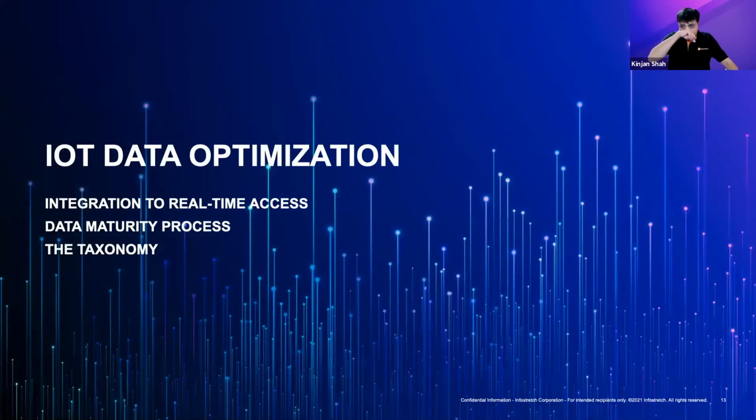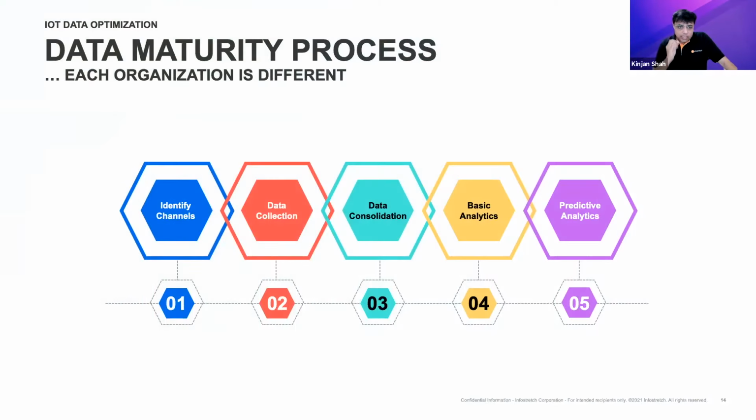Yeah. So let's touch base on data optimization first. How do we actually achieve that? If we talk about data optimization, there's a process that we have to follow. The way we do it is, let's identify all the channels first. That is the first thing that we have to do.